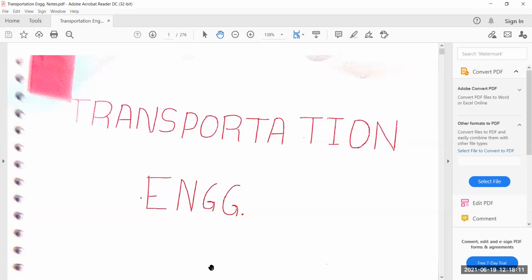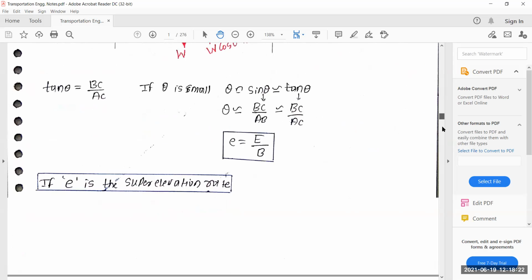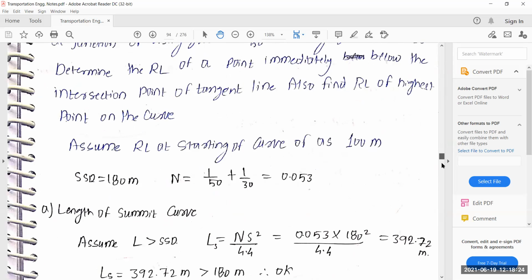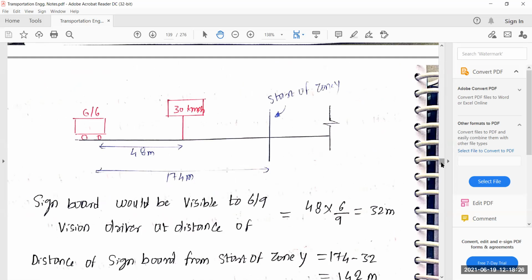I think in the last session I discussed Underwood's exponential method, which is used for the calculation of traffic parameters. So basically, I discussed all the things.